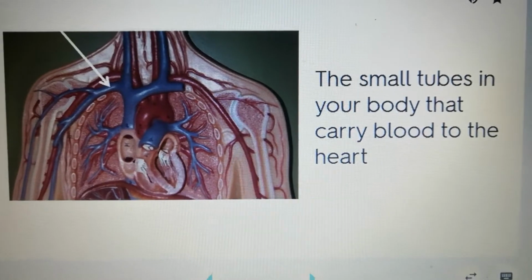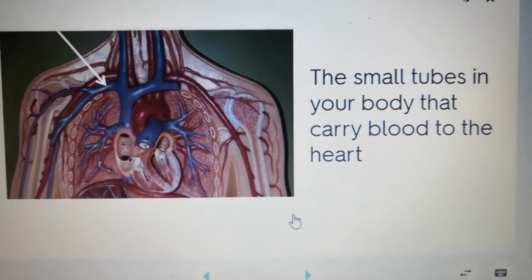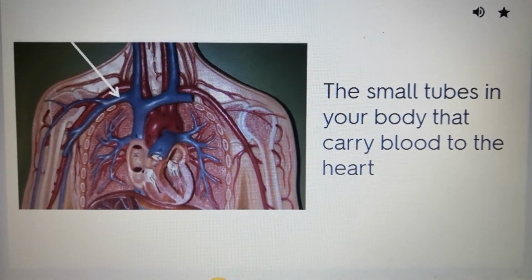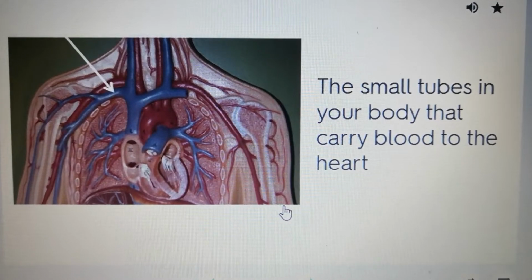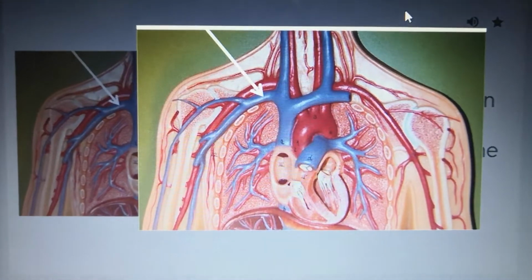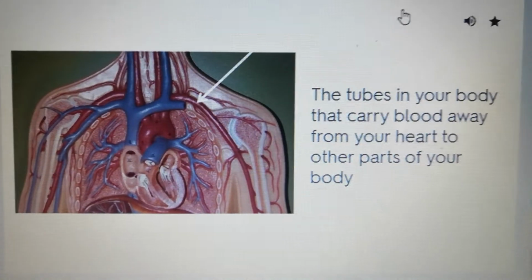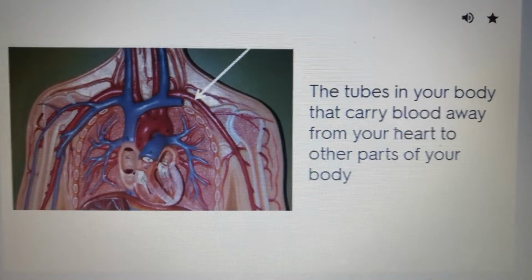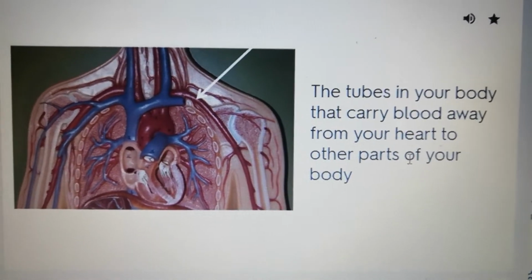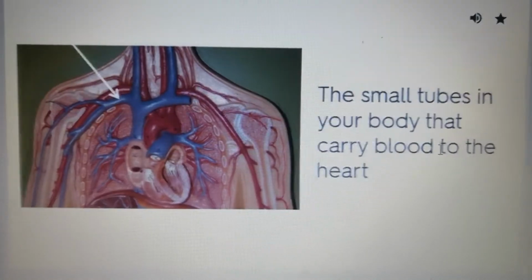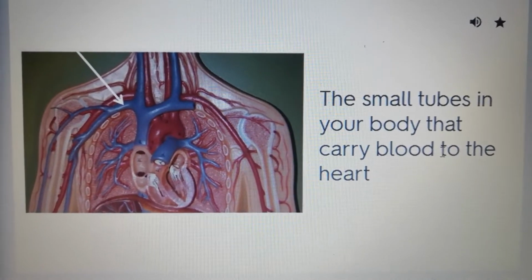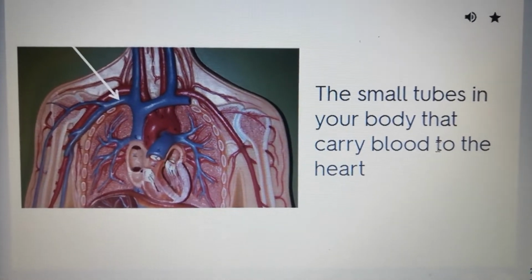A small tube in your body that carries blood to the heart. A while ago, again, what is arteries? Try to remember. It's also a small tube, but what is the difference between these two? Let's go back to that part. Arteries are tubes in our body that carry blood away from your heart, but veins carry blood to the heart.